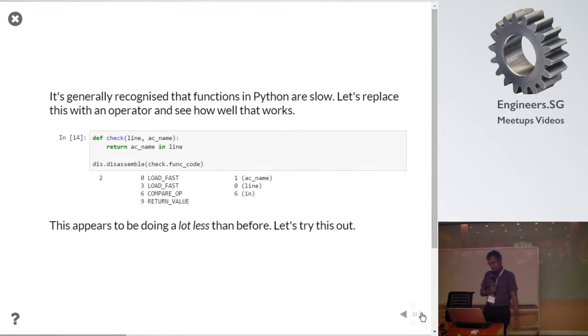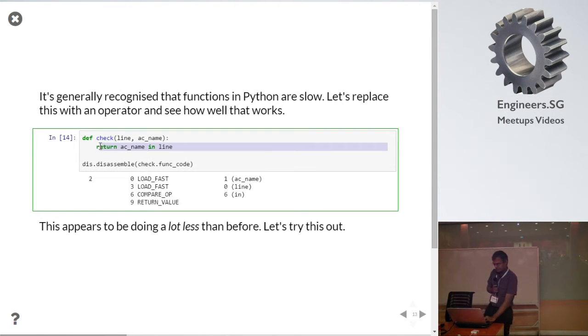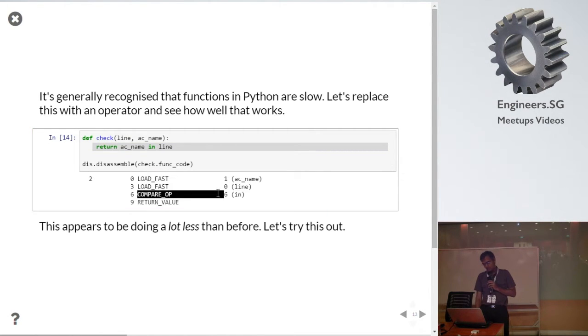What if instead we took something like AC name in line? That's replacing a function with an operator that does pretty much the same thing. Now the bytecode for this is load fast AC name, load fast line, do a compare op, and then return the value. That seems to be doing a lot less. But none of this is any indication of whether it will really work. You've got to try it out. So let's try it out.